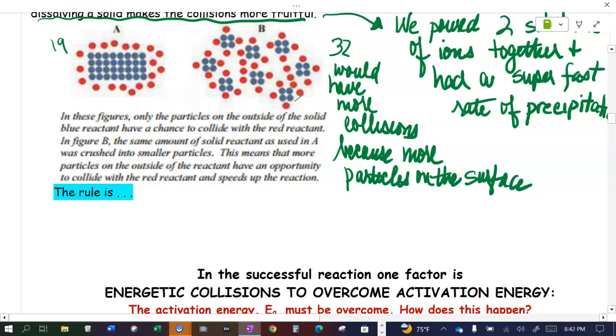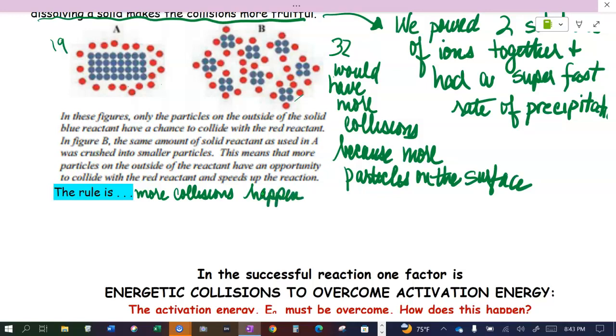All right, so what's the rule here that we found? The rule is more collisions happen because, all right, you write the answer.